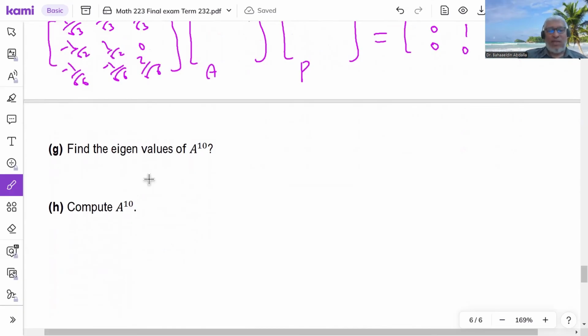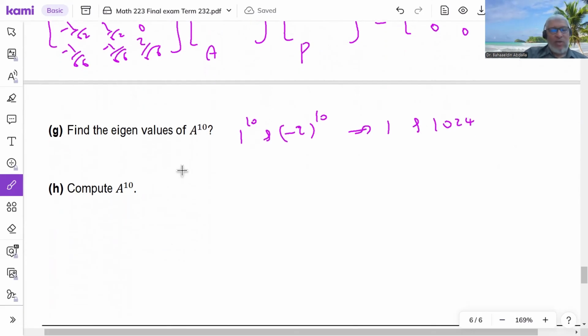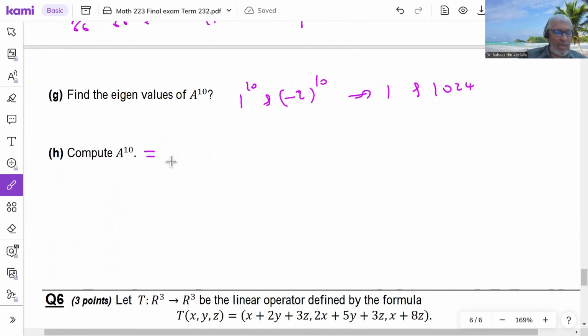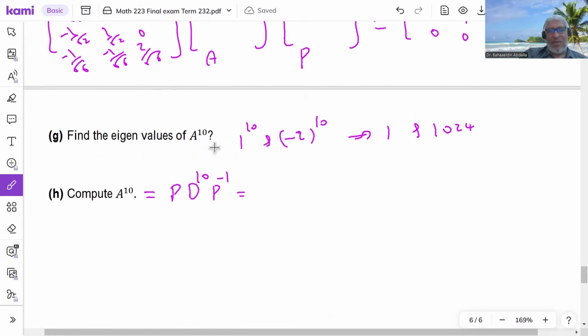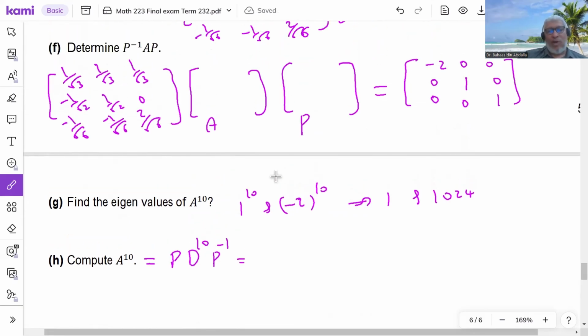The eigenvalues of A^10 are 1 to the power 10 and -2 to the power 10. So 1 and 1, 0, 2, 4. These are the eigenvalues. Compute A^10. A^10 is by definition equal to P times D to the power 10 times P to the power -1, or P transpose in this case. So write P and write D. This is the matrix D.